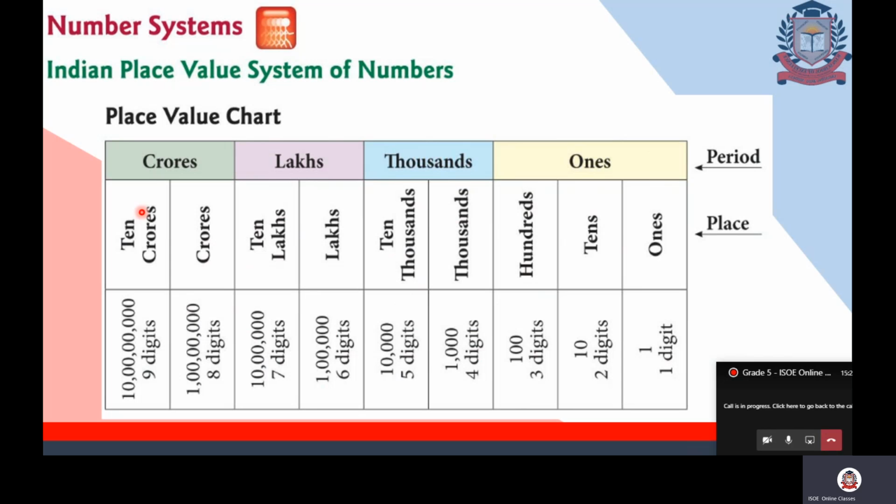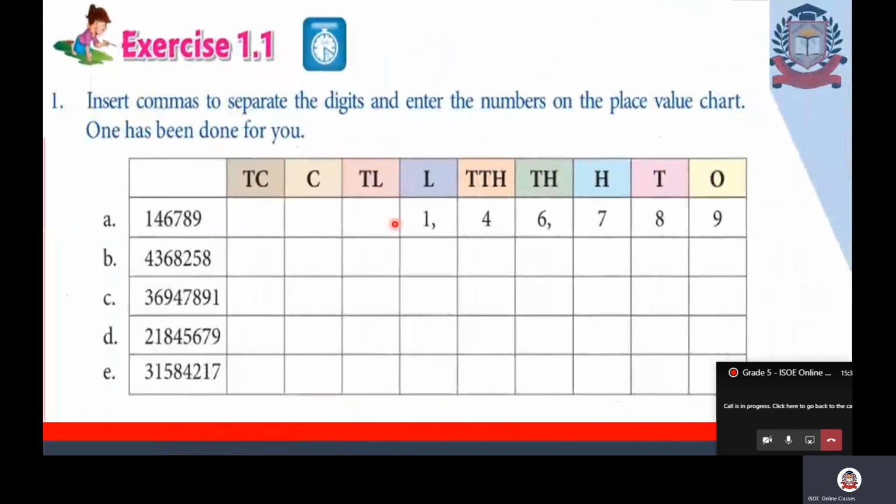If it is 10 crores place, the number will have 9 digits. So this is the place value chart in the Indian system of numeration. Okay children, this is your textbook exercise 1.1. What will you be doing here? Insert commas to separate the digits and enter the numbers on the place value chart.